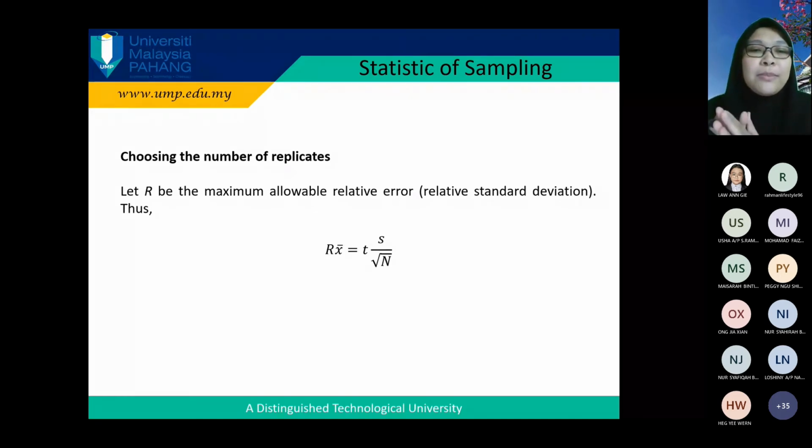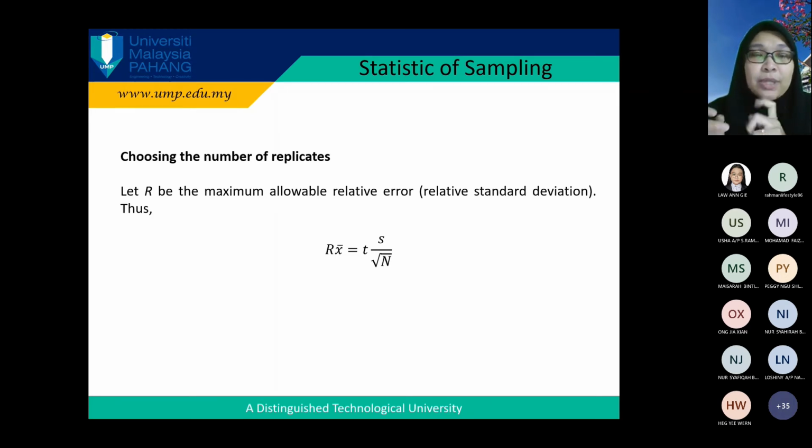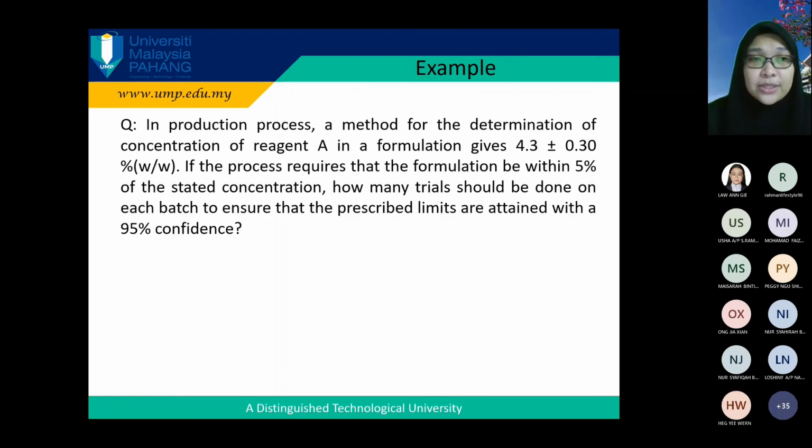Okay, let R be the maximum allowable relative error, or usually we know it as a relative standard deviation. So the equation is R, relative standard deviation, times mean equal to T, the value of T from student T table, times standard deviation over the square root of number of sample n. Okay, let's see the example of question.